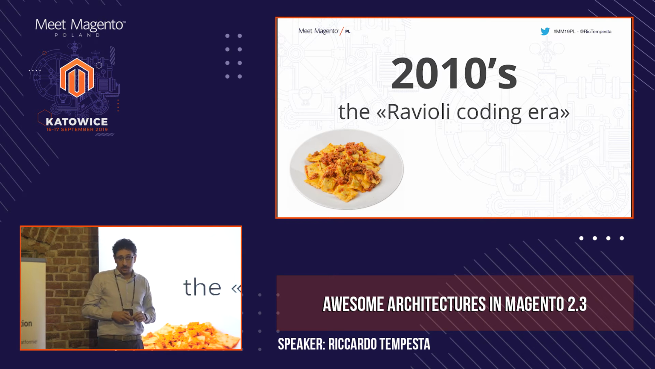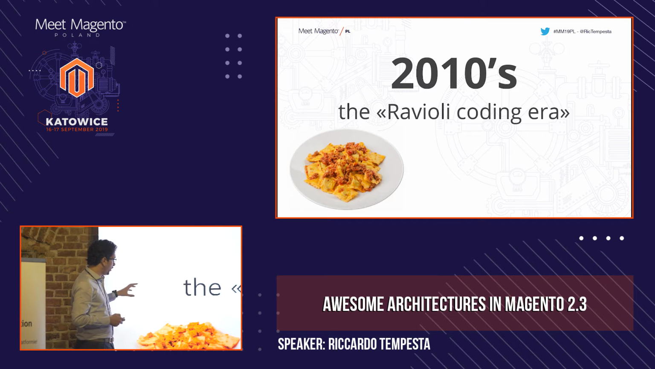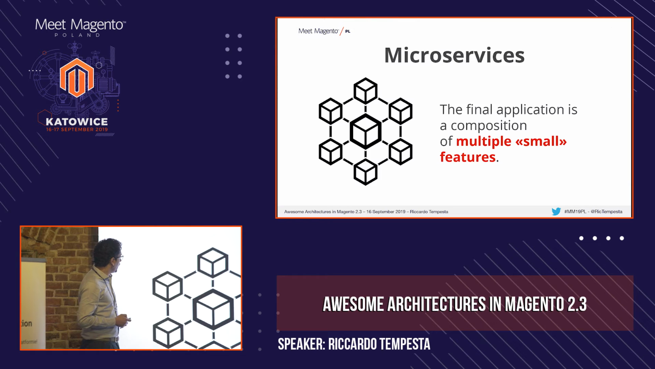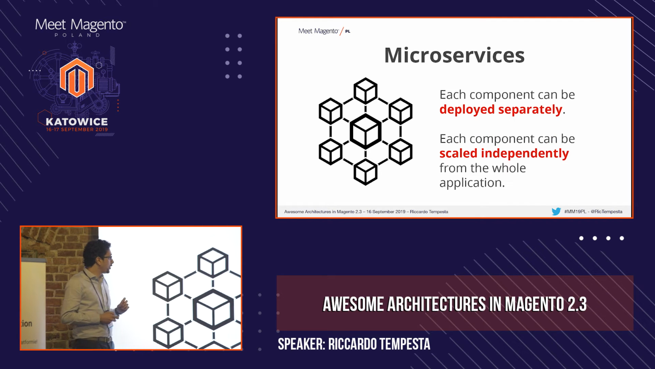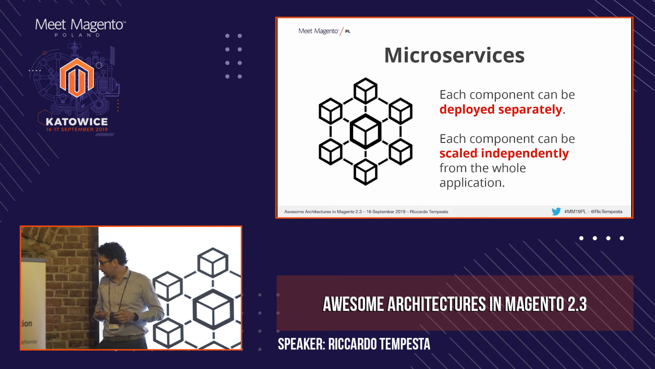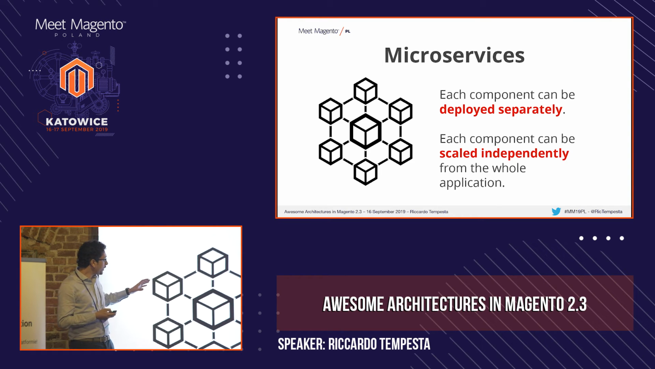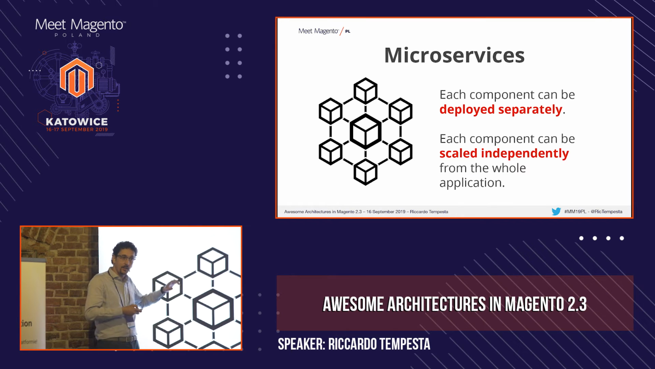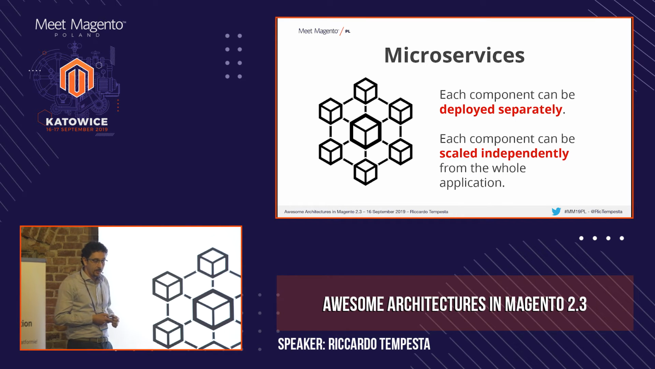Now we come to 2010, so nowadays, the Ravioli coding era. You know, Ravioli, they are almost independent of each other. They have nice stuff inside. Here again, I'm becoming hungry, honestly. And how it's organized, it's also called microservices. So the final application is a composition of multiple small features. Of course, you have a lot of advantages, because you can deploy each single component independently. You can scale them independently. Oh, seems to be very amazing.